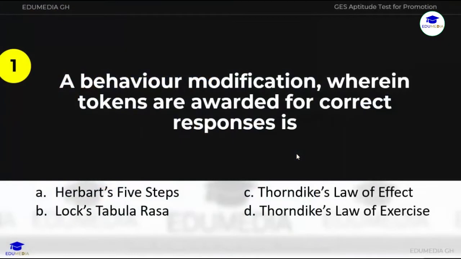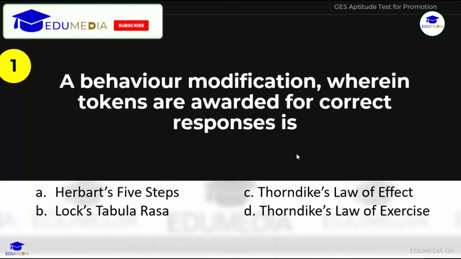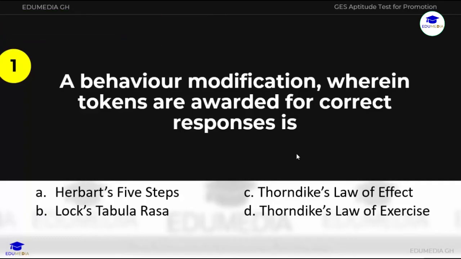Question number 1. A behavior modification wherein tokens are awarded for correct responses is A. Herbert's 5 steps, B. Locke's tabula rasa, C. Thorndike's law of effect, and D. Thorndike's law of exercise. The correct answer here is C.